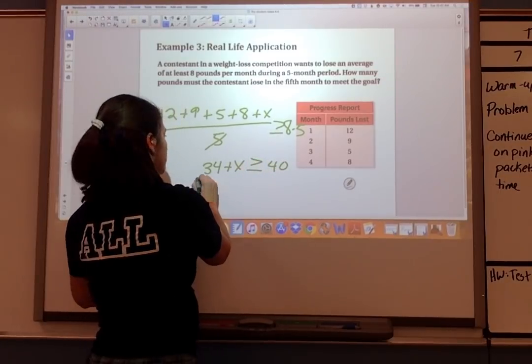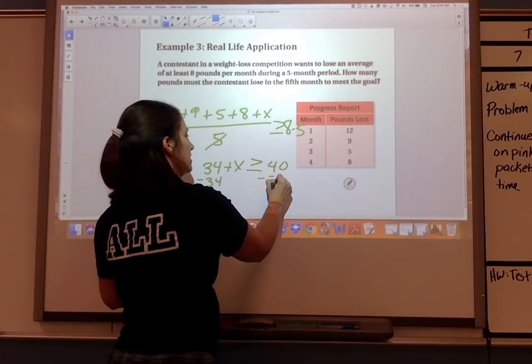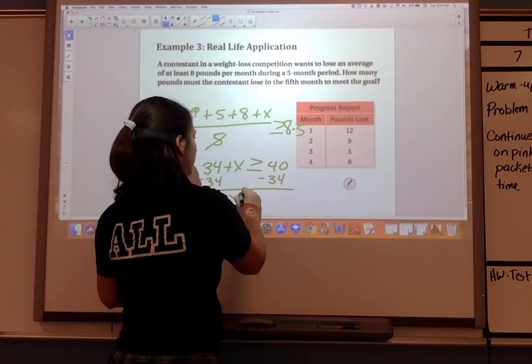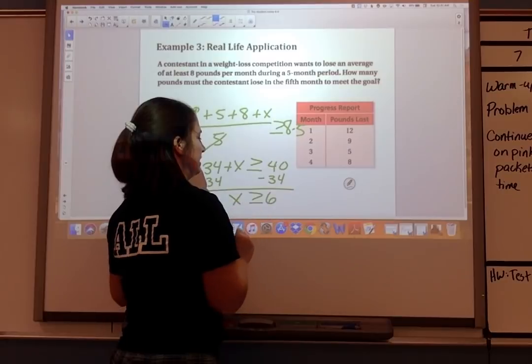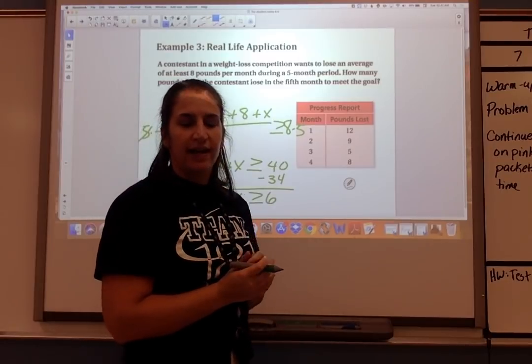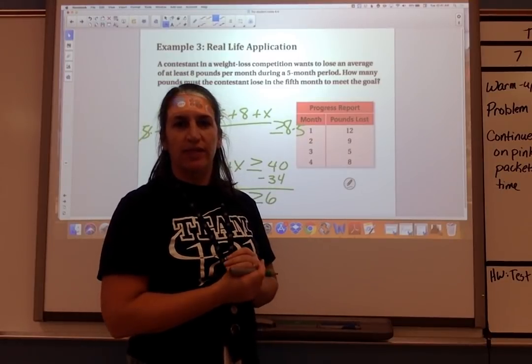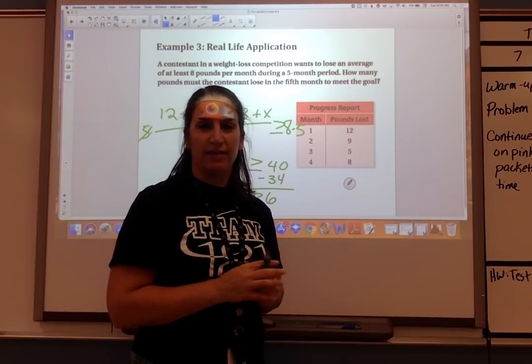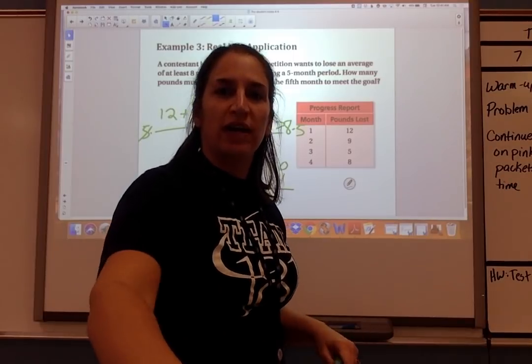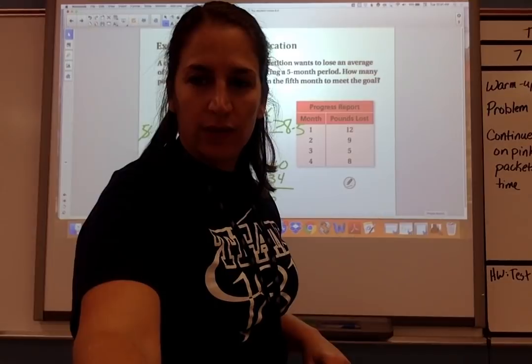To solve for x, we're going to subtract 34 from both sides. And we get x is greater than or equal to 6. So this contestant has to lose at least 6 pounds in month 5 to meet the goal. All right, go ahead and try a few on your own, and I will see you soon.